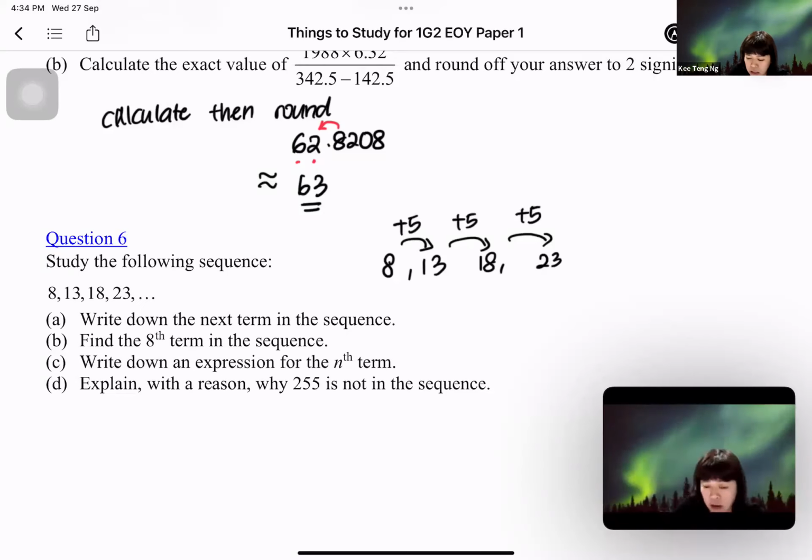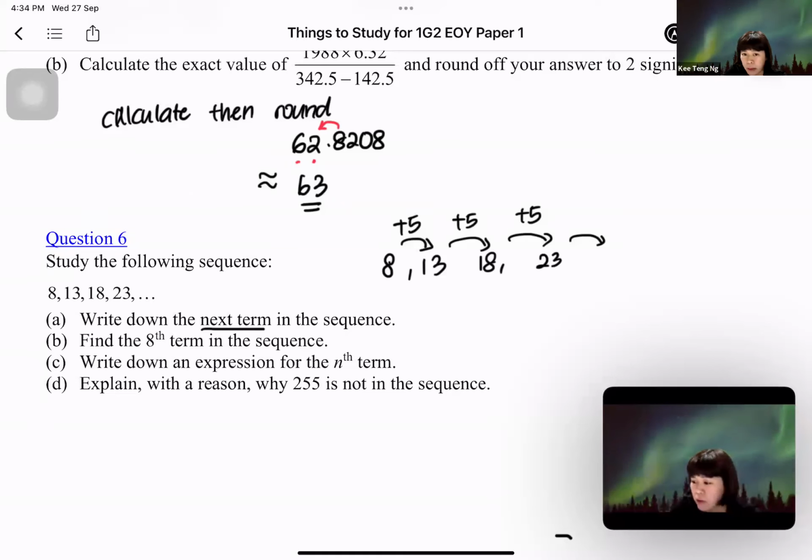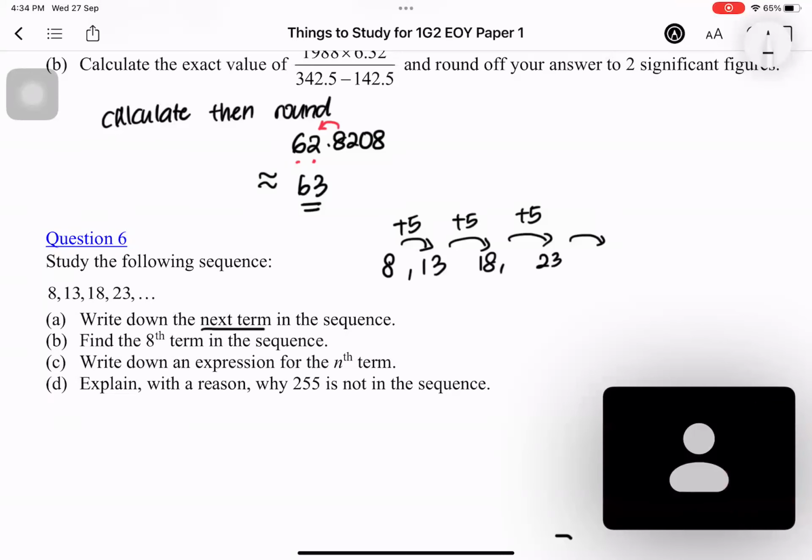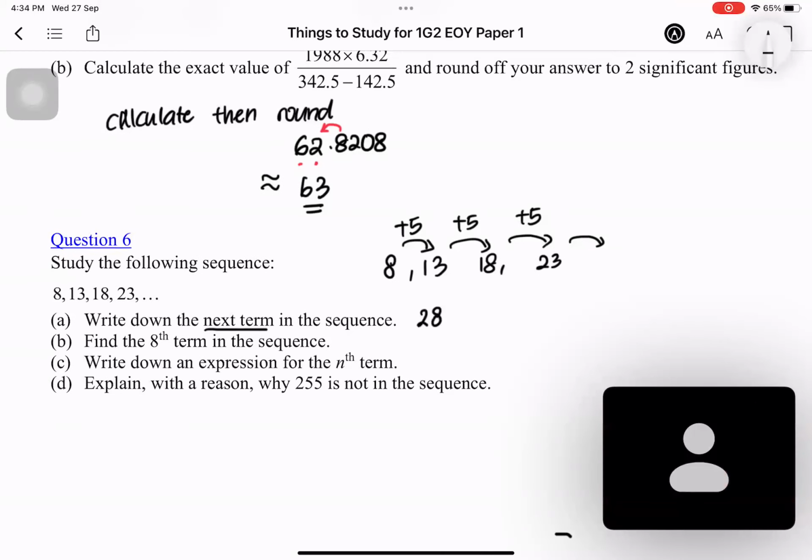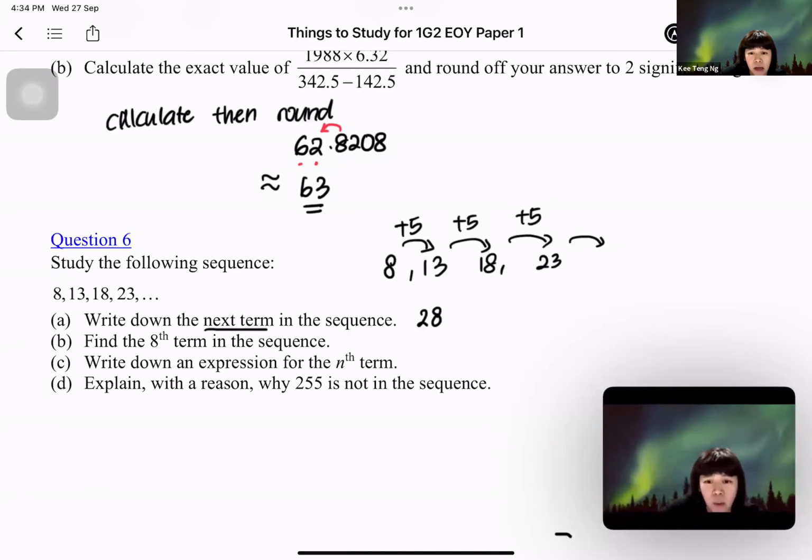So write down the next term in the sequence. So what is the next term? Amira, what is the next term? Part A answer. Amira never replied to me. Xavier, are you sure it's 27? Yes, 28. Yes, correct. It's 28. So like that, if the question asks this, at least you get 1 mark. Won't possibly get 0. Just get 1 more mark.